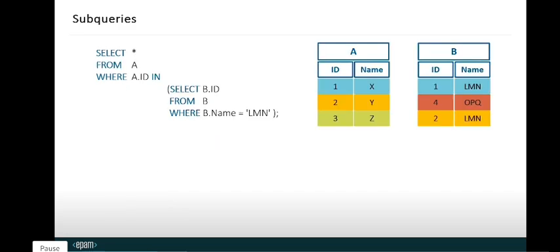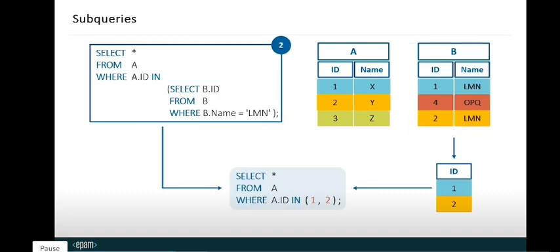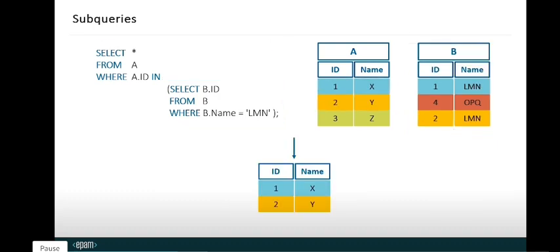The in operator checks that the specified expression matches at least one value in the subquery result. It is similar to looking up the last name in the telephone directory. For example, first all rows with identifiers, where the name satisfies the condition, are selected from table B, and then using these identifiers, rows from table A are retrieved.